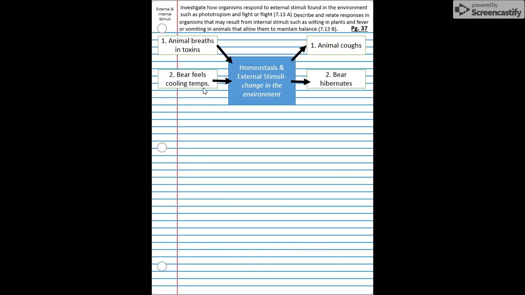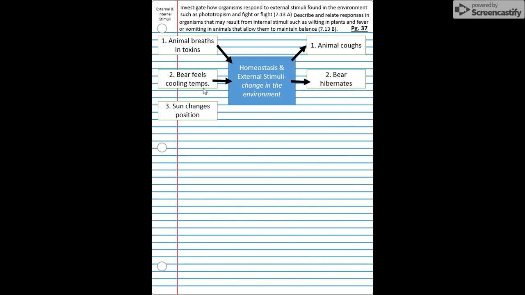Okay? So the bear feels the cold temperatures. The external stimuli was the cold temperatures. How does it maintain balance? By hibernating. Third example, the sun changes position across the sky. It appears as if it's moving across the sky.